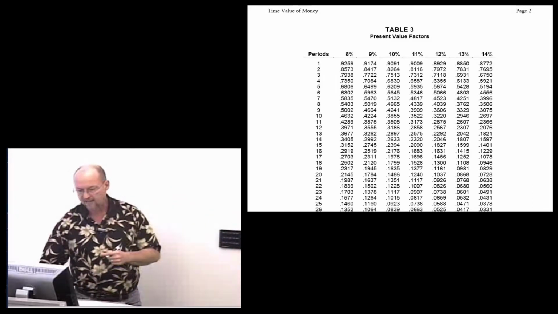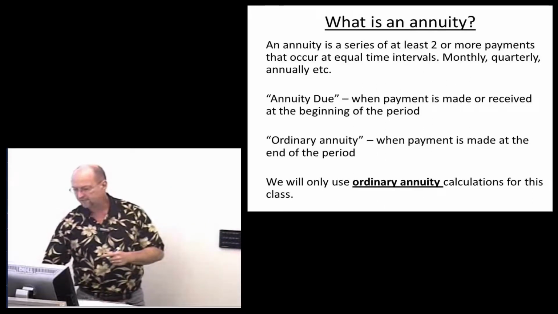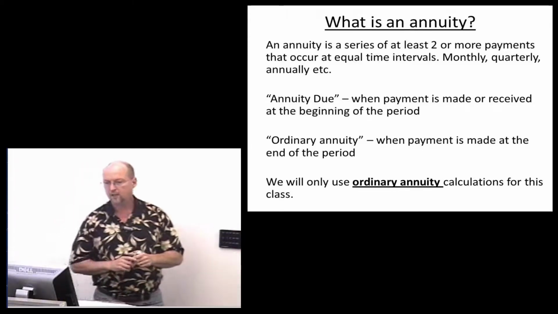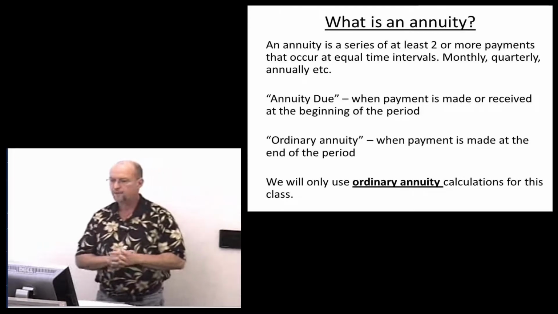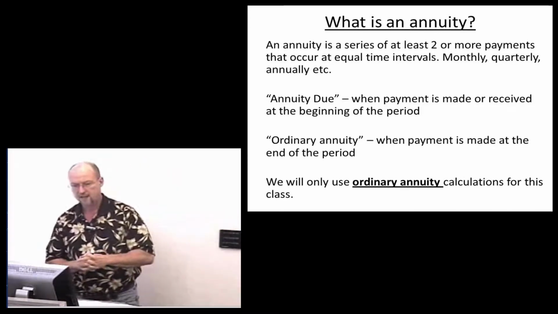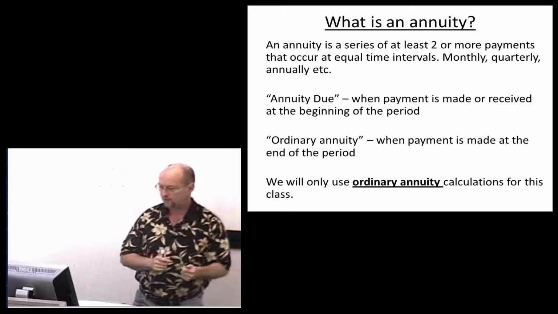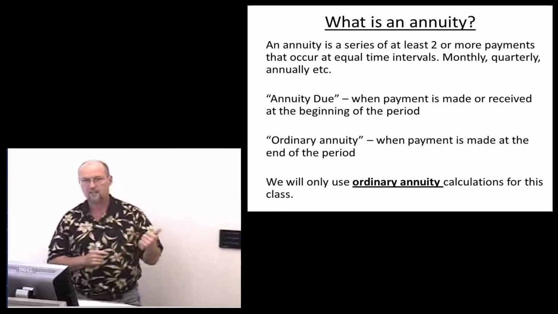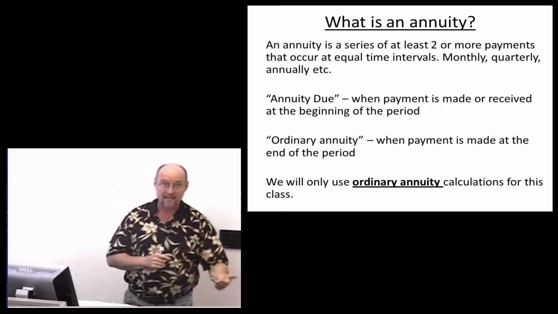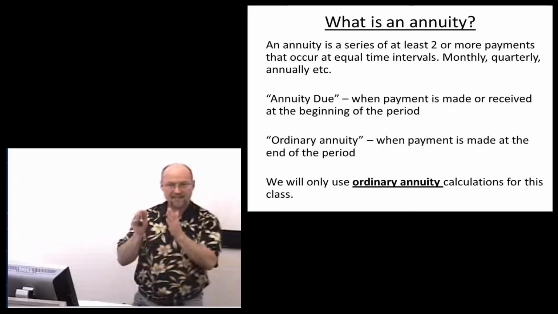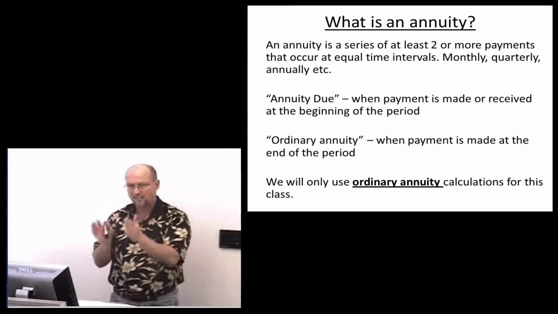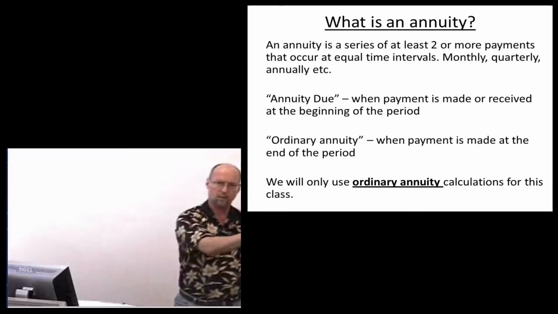More often than not, we're going to have something called an annuity. What is an annuity? An annuity is a series of 2 or more payments that occur at equal time periods or time intervals. It could be weekly, monthly, quarterly, semi-annually, annually, but that time interval, let's just say annual, has to be 1 year, 1 year, 1 year, 1 year, and 1 year.